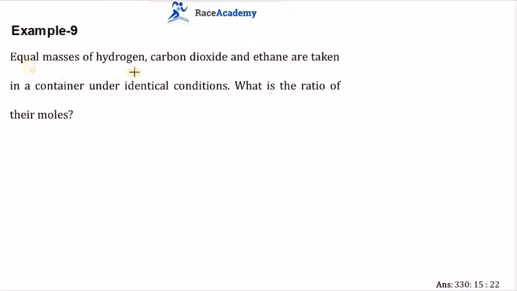Example 9. Equal masses of hydrogen, carbon dioxide and ethane are taken. So here we have hydrogen taken, carbon dioxide taken, ethane. You know what the ethane formula is? Ethane is nothing but C2H6. So hydrogen molecular mass is 2, carbon dioxide molecular mass is 44, ethane molecular mass is 30.